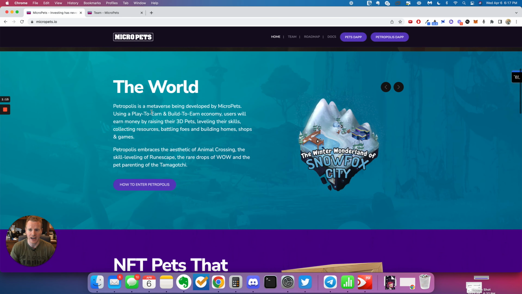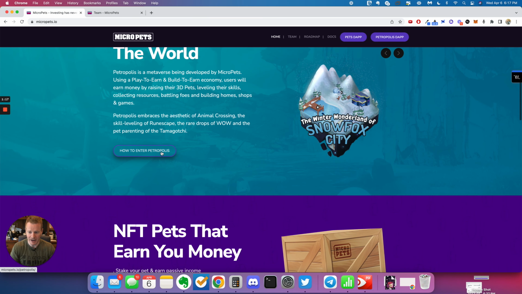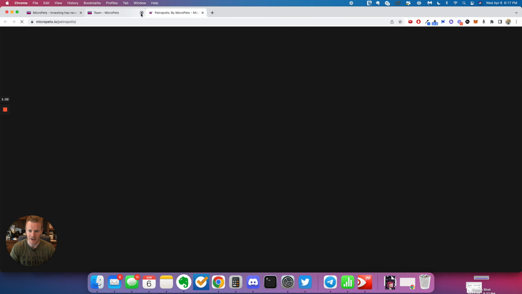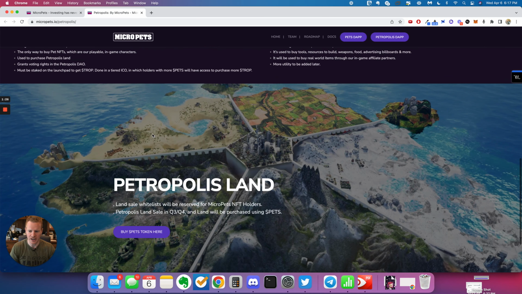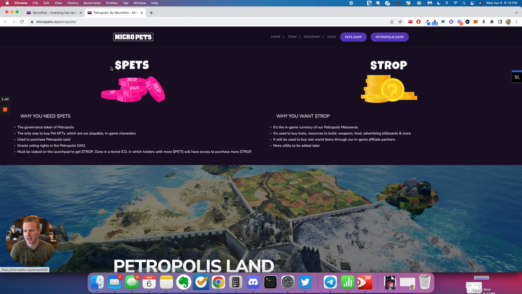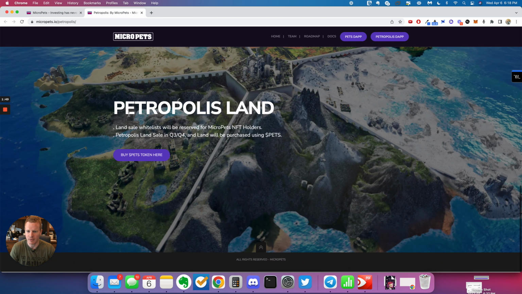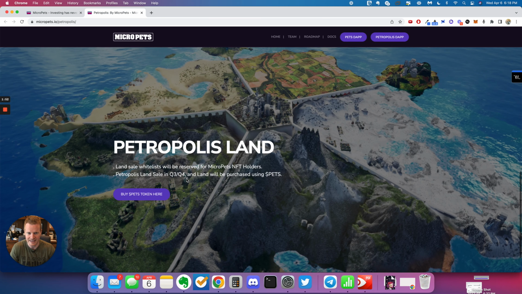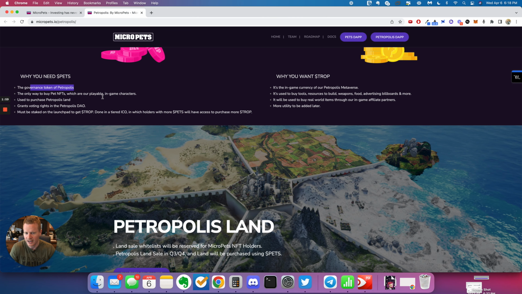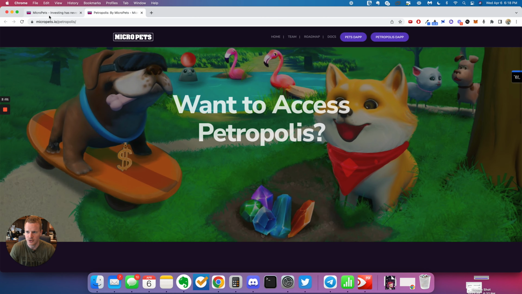So they're looking to create a full metaverse called Petropolis is the name of it. And you get a little bit of a picture here of what they're trying to build. They say the land sale will be Q3, Q4 of 2022. And these pets tokens, which we're going to talk a little bit about here, are going to be very important for this land sale. So the pets token is going to have a lot of value, especially as the governance token of Petropolis is what they're looking to do.